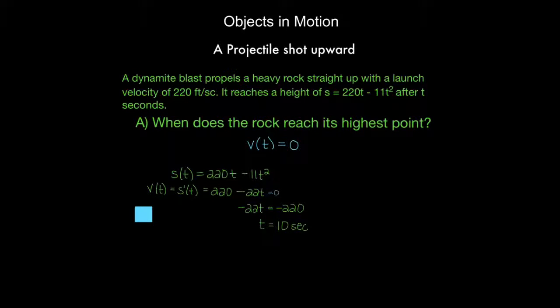When we solve for t, we get 10 seconds. I know it's seconds because in the problem it says after t seconds. So what does this represent? Well, it represents when the velocity is 0 or when the rock reaches its highest point.